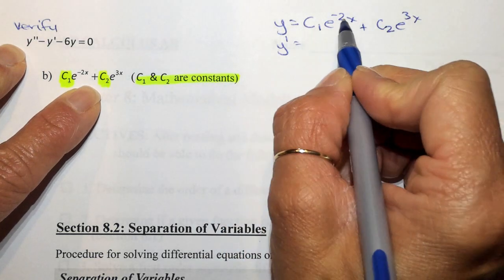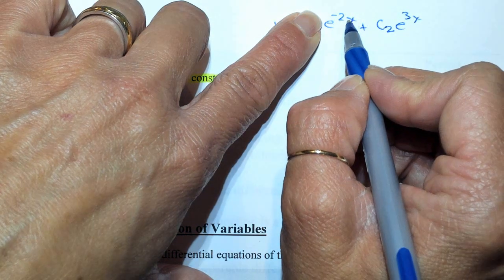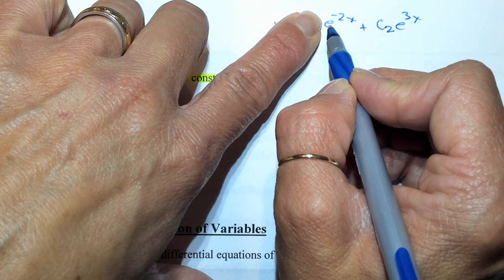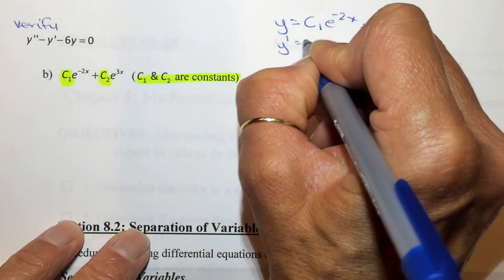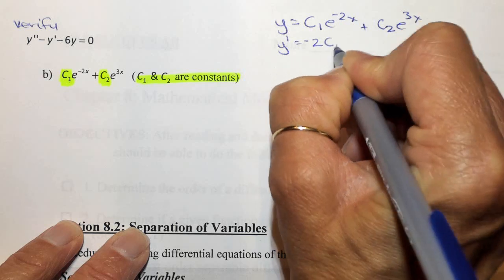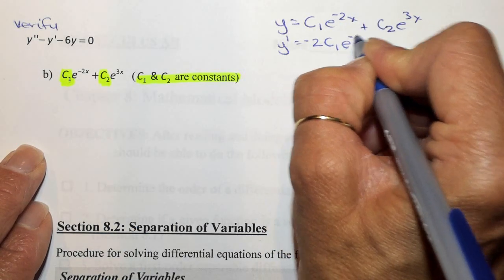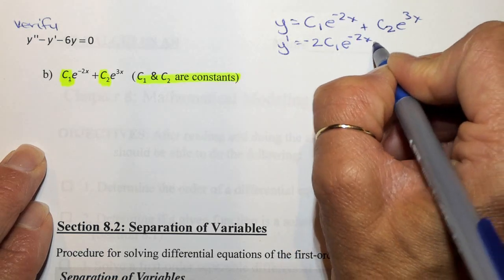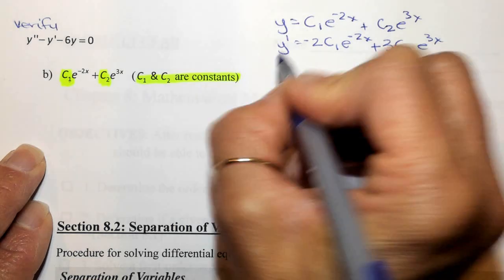Okay, this is a coefficient. So if I just ignore this for 1 second, e to the negative 2x when I take the derivative would be negative 2e to the negative 2x. So that negative 2 is going to jump down in front. So negative 2 c sub 1, because whatever that number would be, I would multiply these together, e to the negative 2x, and this would be plus 3 c sub 2 e to the 3x.